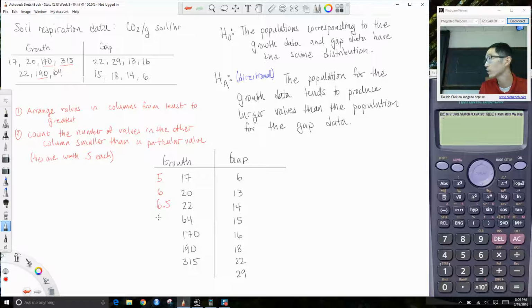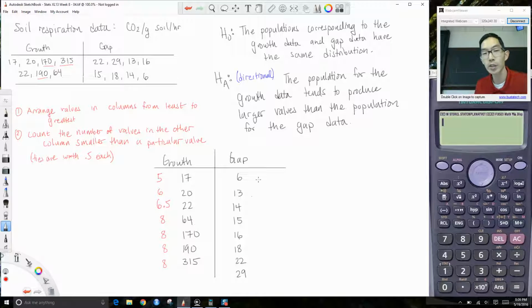Okay, and at 64, all 8 values in the gap column are smaller. And at 170, all 8 values, and at 190 and at 315, all 8 values are smaller. So each of these gets the value of 8 assigned to it.